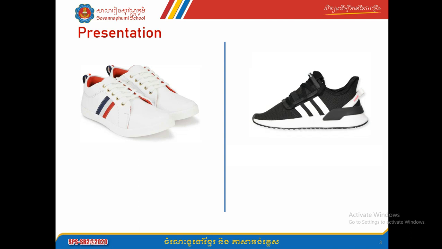Now you can see two pictures here, on the left and on the right. On the left side, there are two sneakers, and on the right side, there's only one sneaker. Now we're asking about the sneakers on the left. When you want to know whose sneakers they are, you ask a question. Can you ask the question to me?